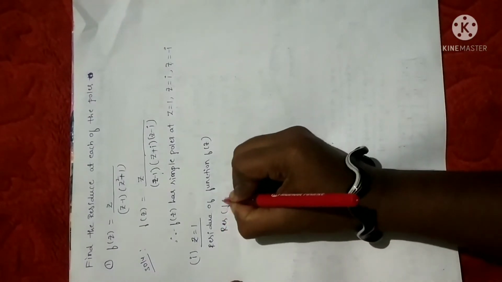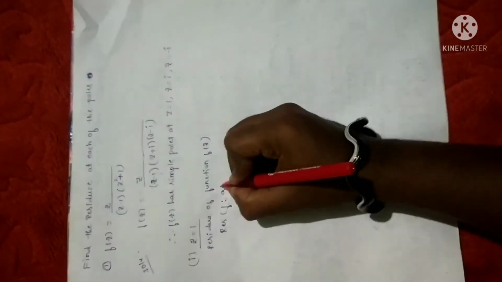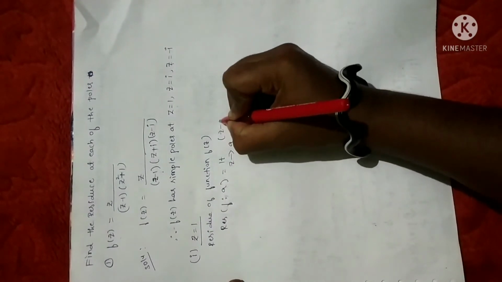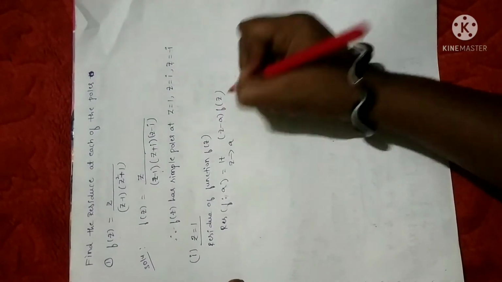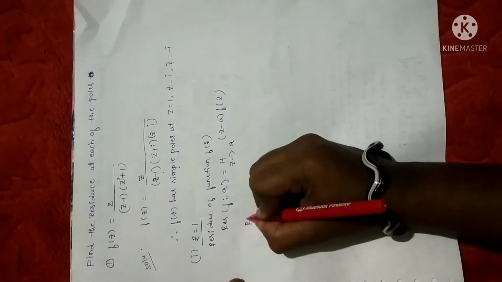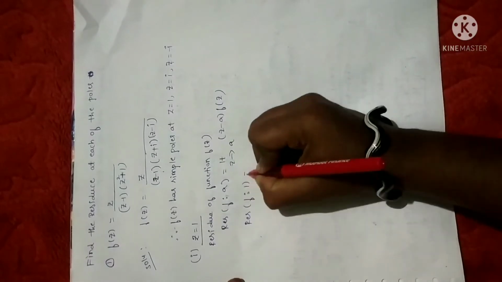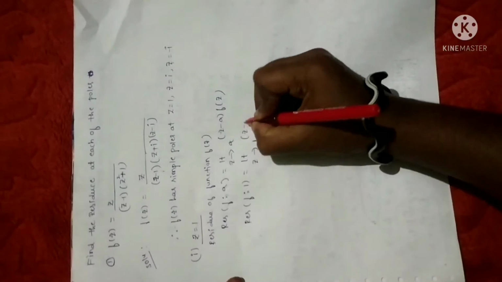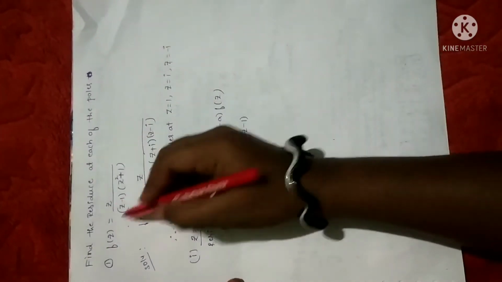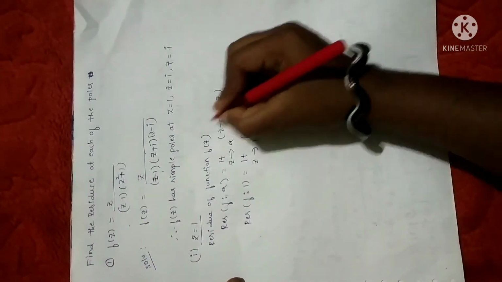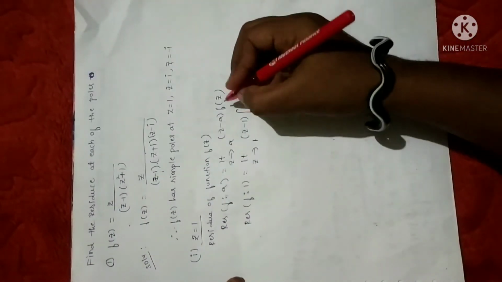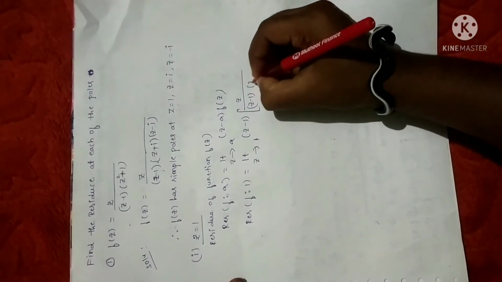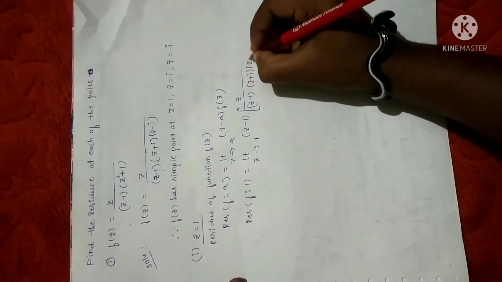Residue of f with reference to the point a, here the point a is 1, is given by limit z tending to a, (z minus a) into f of z. So this is the formula. Here the point a is 1, so I can write residue of f with reference to 1 will be equal to limit z tending to 1, z minus a replaced with z minus 1. Here the function f of z is the given function. So let me replace the given function. Either you can use this or you can use this, one and the same. So let me use the modified form: z by (z minus 1) into (z plus i) into (z minus i).